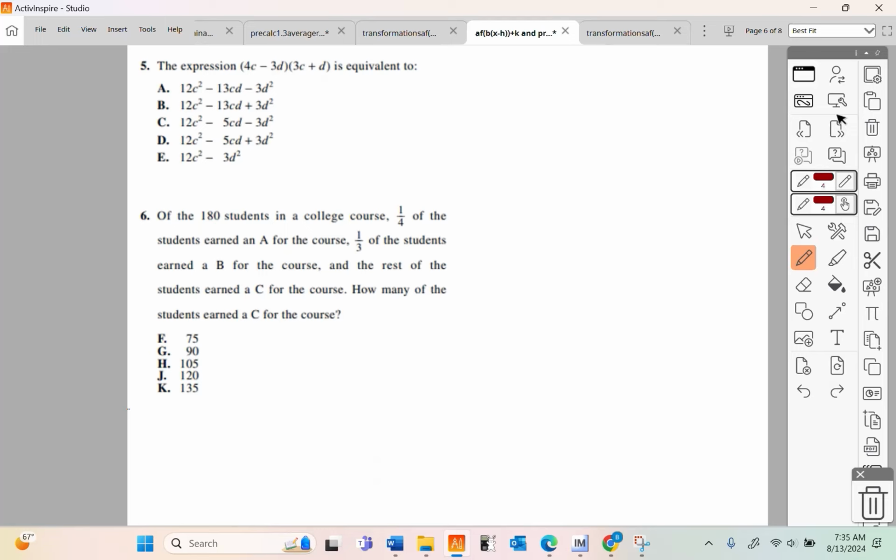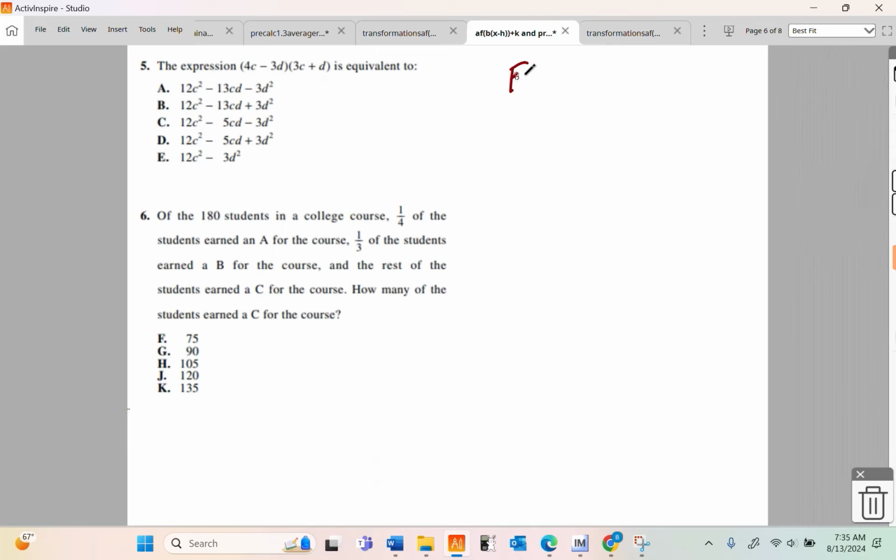The expression 4c minus 3d times 3c plus d is equivalent to, you know, most of you kids just know this is FOIL. That's what you know it as. It's just got c's instead of x's. 4 times 3 is 12. C times c is c squared. 4c times d is going to be plus 4cd. That's kind of funny. Negative 3d times 3c is going to be negative 9cd. We'll say cd because the letters don't really matter. And then negative 3d times d would be minus 3d squared. And these pieces in the middle can be put together, and they'd make a minus 5, so choice C.